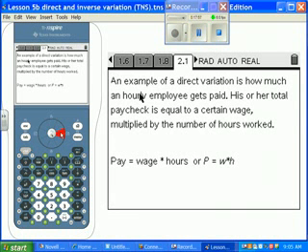Okay, so here's an example of direct variation. Direct variation is how much an hourly employee gets paid. His or her total paycheck is equal to a certain wage multiplied by the number of hours they work. So pay equals the wage times the number of hours worked. P equals W times H. No problems with that, right?